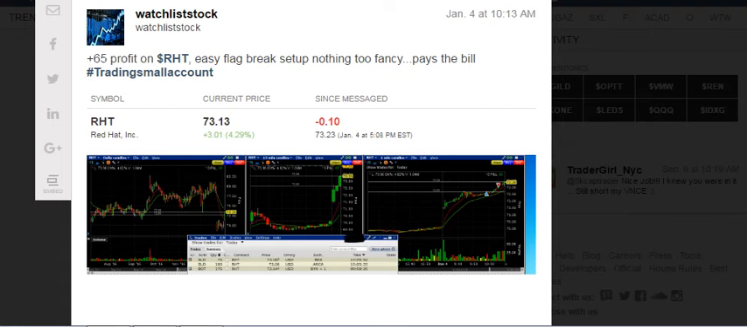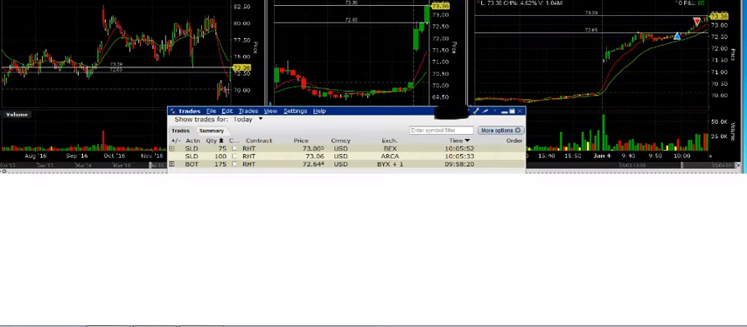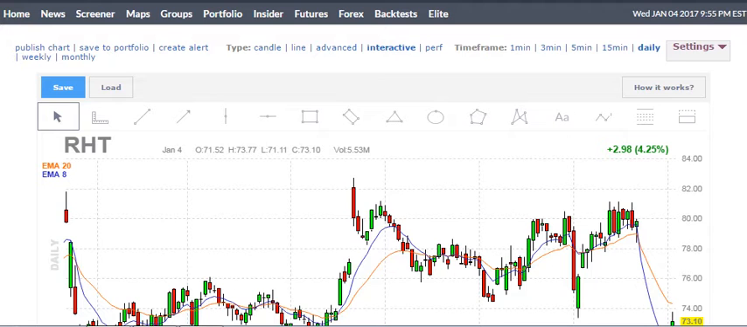Today I traded the stock ticker Red Hat, RHT. Made about $65 on it. Nothing too fancy. The trade was a simple setup: make my dollar and get out of here. So let's take a look at the chart. Here is the daily chart.